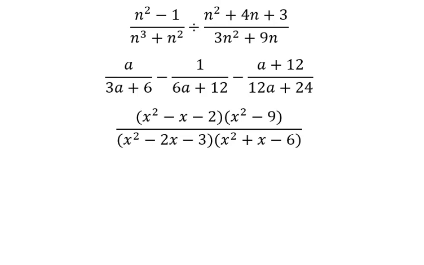Hello everybody, so today I will talk about calculus and algebra. The topic today is about factorization. So now I will show you how to answer.